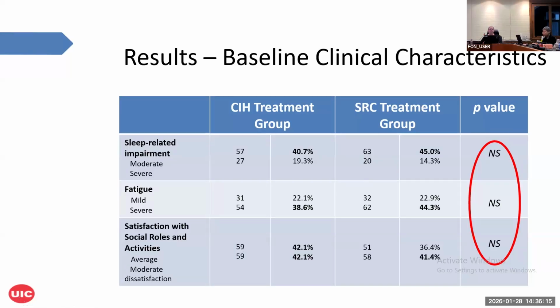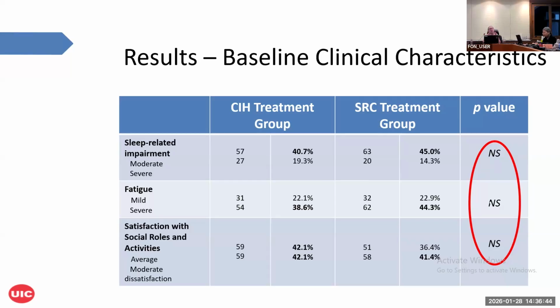Sleep-related impairment. We had about 40%, between 40 and 45%, saying they had moderate sleep impairment, and between 15 and about 20% saying they had severe sleep impairment. Fatigue, you can see mild there is about 22%, and severe fatigue is about 40%.